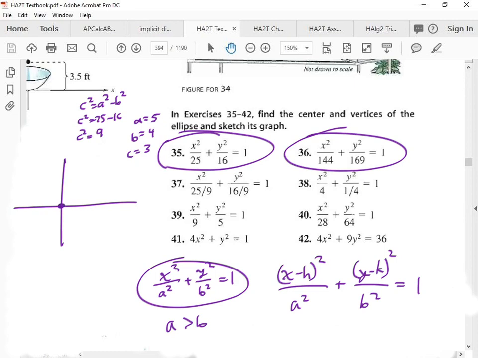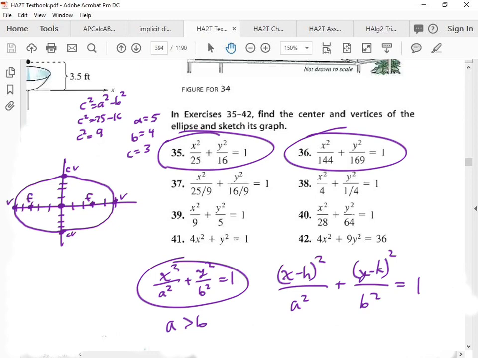So the a is going to go out to the left and to the right. 1, 2, 3, 4, 5. 1, 2, 3, 4, 5. Put my dots right there. Those are my vertices. And then I count 1, 2, 3, 4 for my co-vertex, and then I count down 1, 2, 3, 4 for my other co-vertex. And then I start drawing things. Boom. And then I count out for my focus. Now my focus is only 3 spaces away, so I put a focus right here and I put a focus right here.